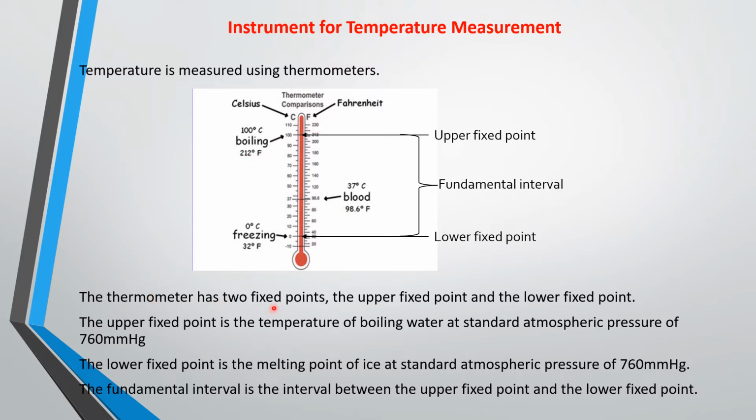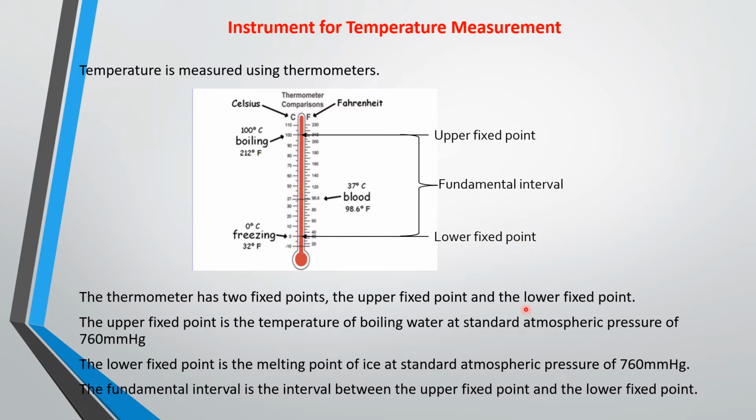So the thermometer has two fixed points, the upper fixed point and the lower fixed point. The upper fixed point is the temperature of boiling water at standard atmospheric pressure of 760 millimeters of mercury, while the lower fixed point is the melting point of ice at standard atmospheric pressure of 760 millimeters of mercury. Then we talk about the fundamental interval. The fundamental interval is the interval between the upper fixed point and the lower fixed point. Please take this note so that you understand better.